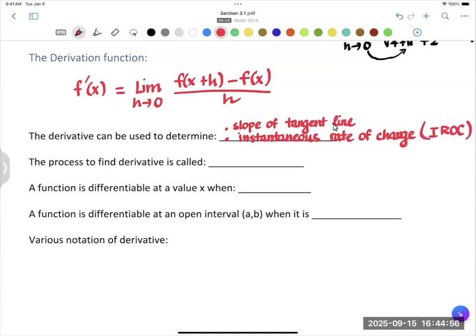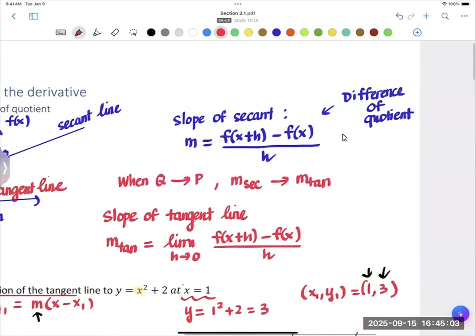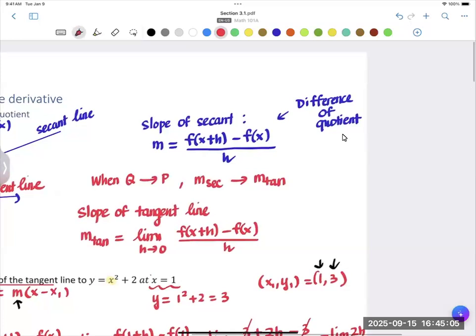Okay, so the instantaneous rate of change means the rate of change at only one point. The slope of the secant line is a difference quotient, and it's also called the average rate of change, or AROC. So the AROC is actually the slope of the secant line.